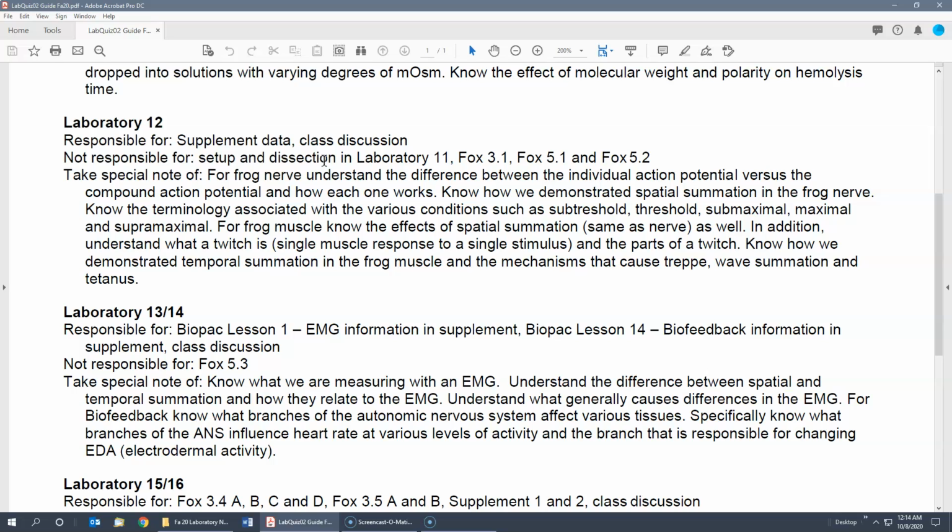Know the terminology associated with the various conditions, such as subthreshold, threshold, submaximal, maximal, and supramaximal, and what type of voltages and responses we would see in those. Know spatial summation in the frog muscle. It's basically the twitch. Understand the different parts of the twitch.